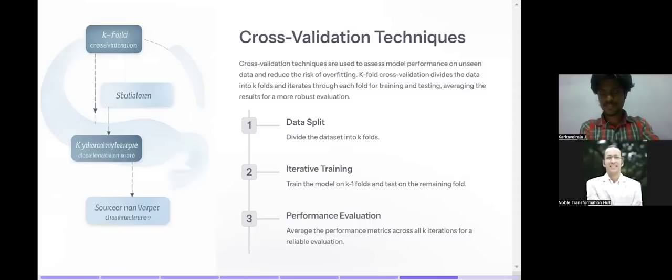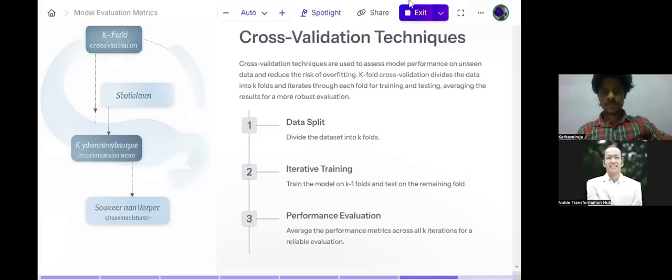Yeah, cross validation techniques, guys. They're very, very important techniques. So let's understand. Cross validation techniques are used to assess the model's performance. That is the main characteristic, on unseen data. It reduces the risk of overfitting.